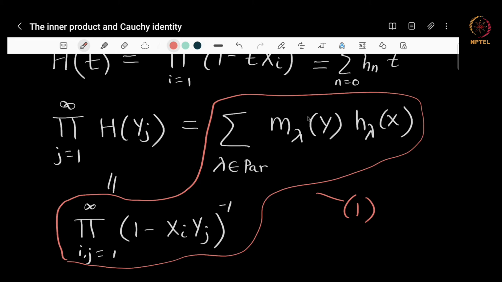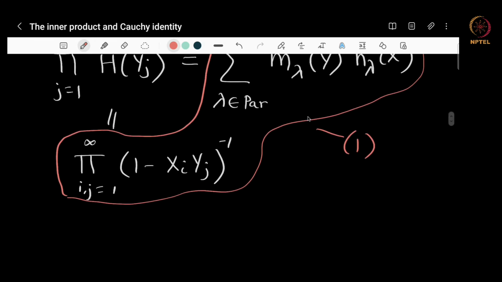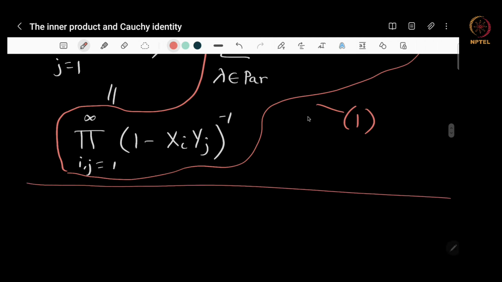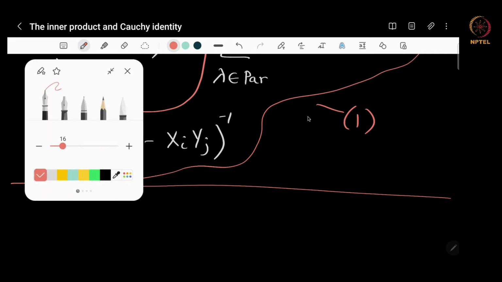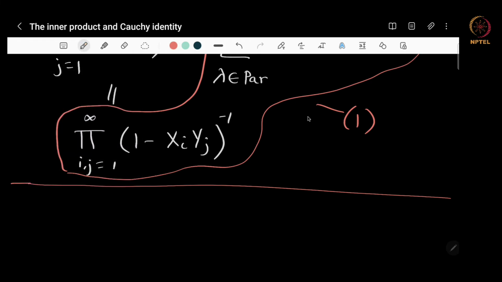Now let's look at the left hand side of this identity, the (1 minus x_i y_j) inverse, and try to work with it in slightly different ways. So here's another thing that one can do with it. You recall we just talked about the power sum symmetric functions, and we can try and rewrite this in terms of the power sum symmetric functions. So how would we do this? Well, you would take log. Recall somehow log was the right thing to do in the case of the power sum symmetric functions. So let me just see what happens by taking log first.